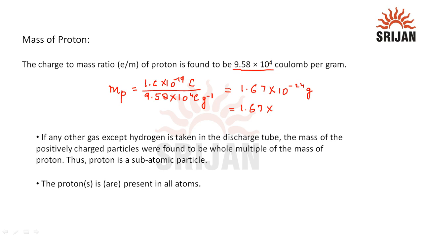or we can say in kgs, that is 1.67 times 10 to the power minus 27 kg. So we can see that if any gas other than hydrogen is taken in the discharge tube, the mass of the positively charged particles was found to be a whole multiple of the mass of the proton. Thus we can say that the proton is a subatomic particle, and there can be more than one proton, present in all the atoms.